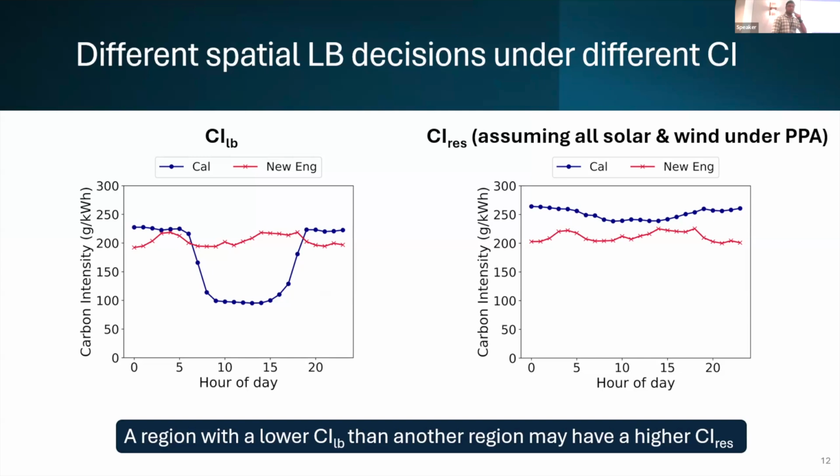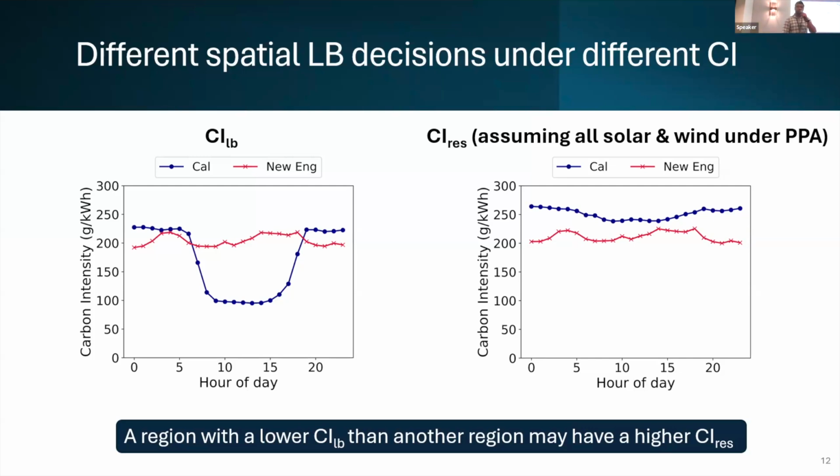So we take the example of spatial load balancing. Let's take two regions, California and New England, and look at the plot on the left, which shows CILB of these two regions. The blue one is CILB of California. And since it has a lot more solar and wind than New England, CILB of California is much lower, especially during the day. But if we assume that all solar and wind are under PPA, the residual mix of California is actually browner than New England. And so its CIRES is higher.